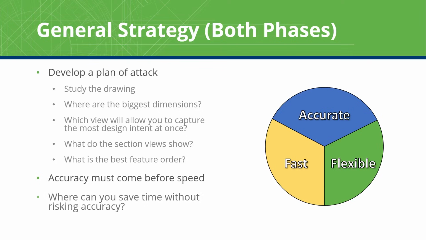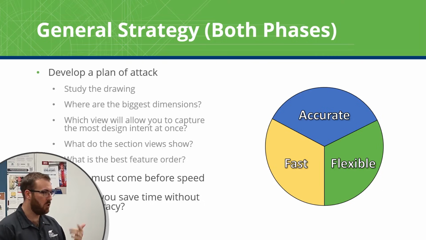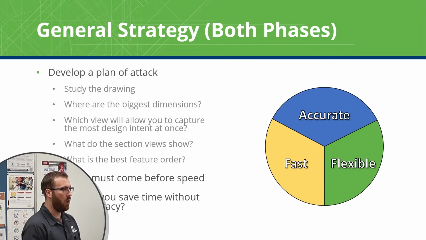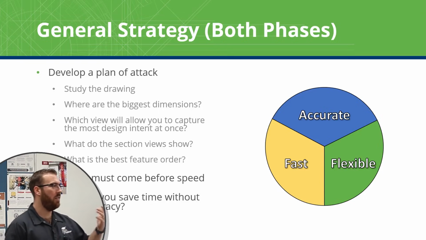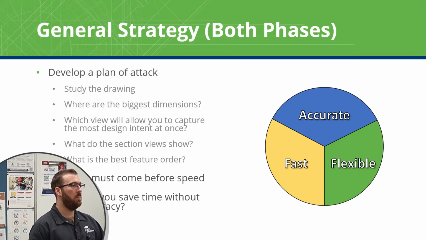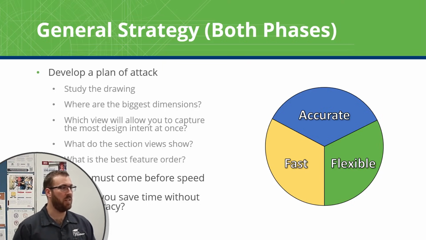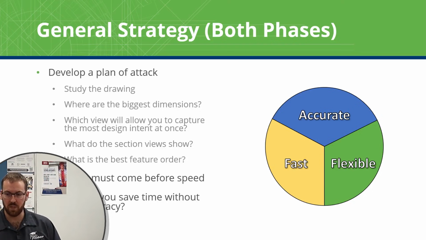I'll keep reiterating this. And the question that I'll ask myself when I'm looking at the drawing, in addition to everything else on this screen, is where can I save time without sacrificing or risking accuracy? So things like symmetry, extremely popular in Model Mania. You're almost always going to have a mirror feature or some sort of symmetry built in that can save you a substantial amount of time. So be looking for those types of things.